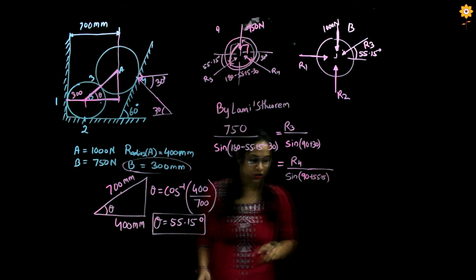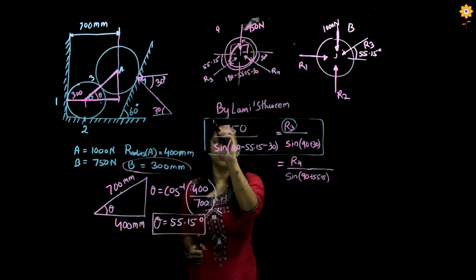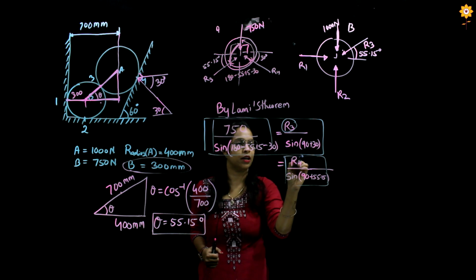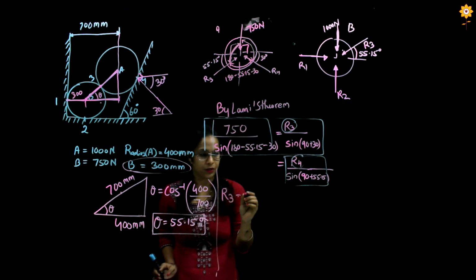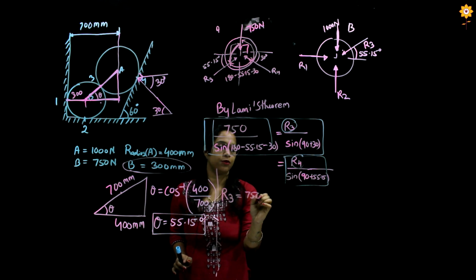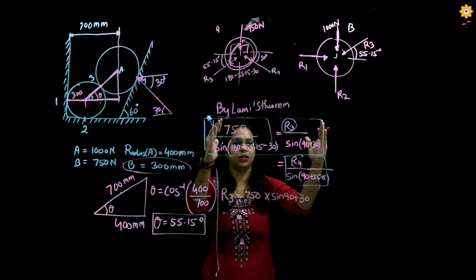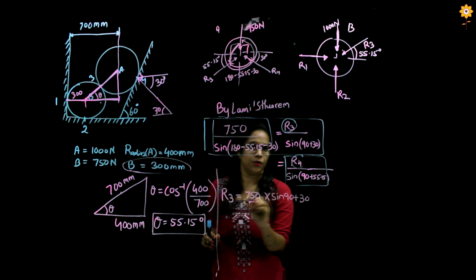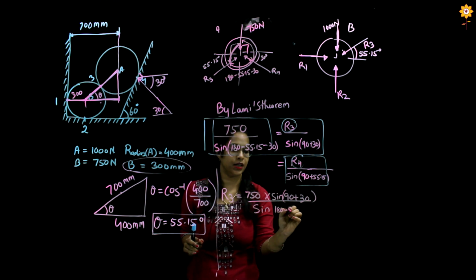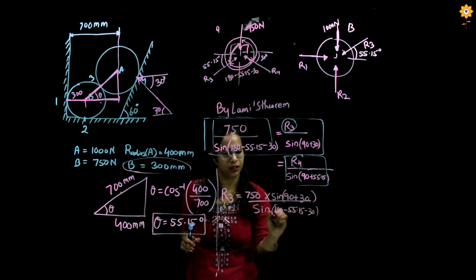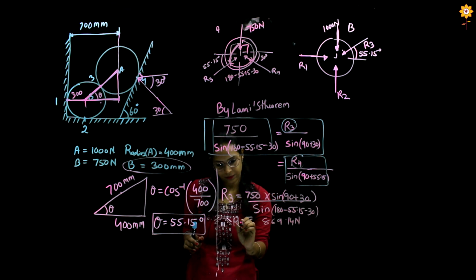Now as we have the equations, we'll compare these two first and we'll get the value of R3. Then we'll compare this one and this one to get the value of R4. If I solve for R3, my equation would become 750 into sine of 90 plus 30, that is, I am equating these two, divided by sine of 180 minus 55.15 minus 30, which would become 869.14 Newton. That is R3.